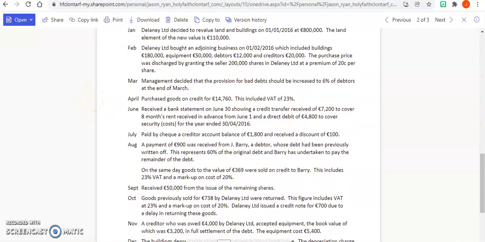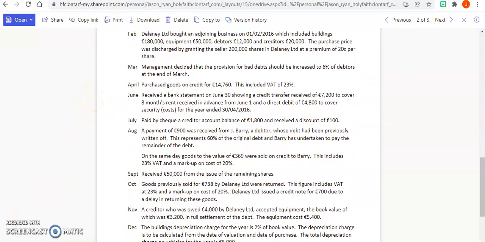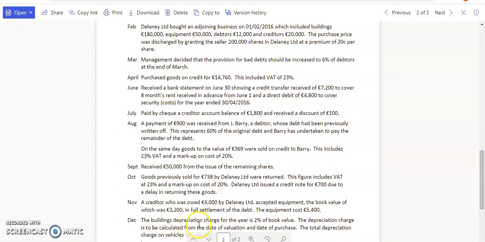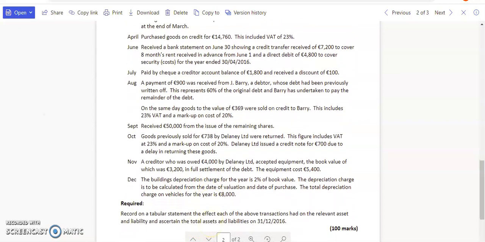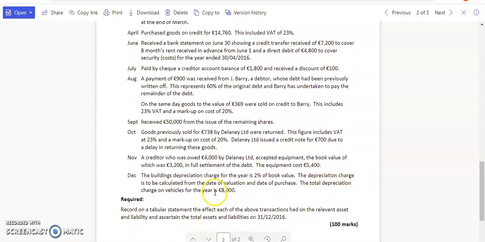Okay, so let's have a look at December then for 2017. So buildings depreciation charge is for 2% of book value. The depreciation charge is we calculate from the date of valuation and the date of purchase. Total depreciation charge for vehicles for the year is 8,000. So vehicles is easy enough to do.